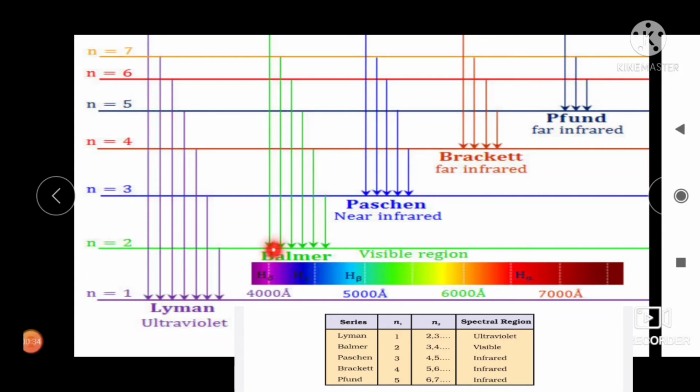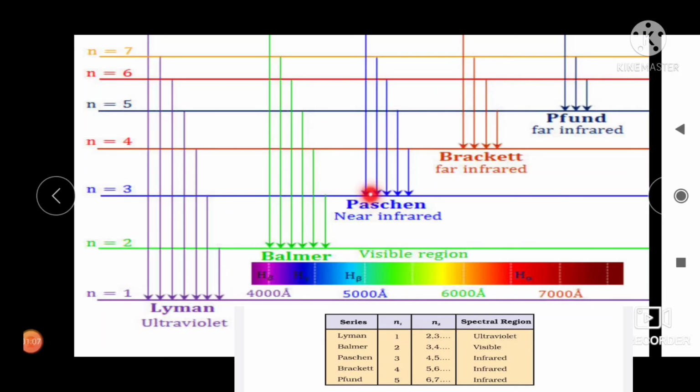And for Balmer series, n1 equals 2 and n2 equals 3, 4, 5, 6, 7. And the electronic transition is from high energy level n equals 7, 6, 5, 4, 3 to n equal 2 level. And the line lies in visible region.